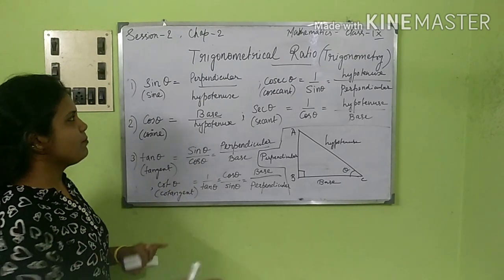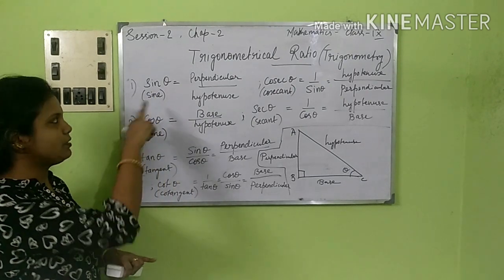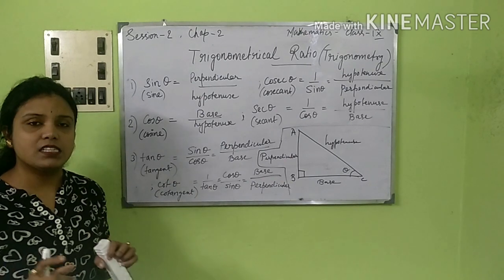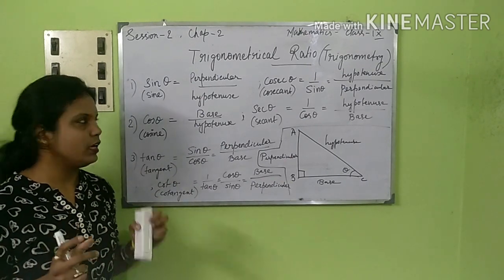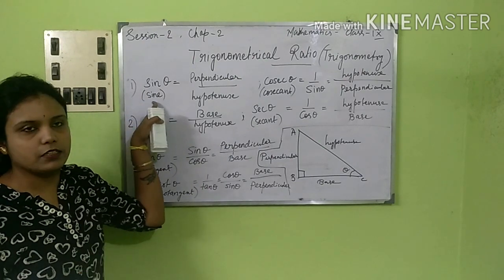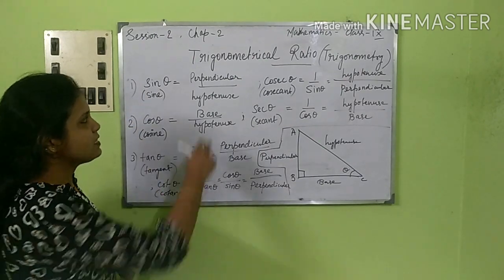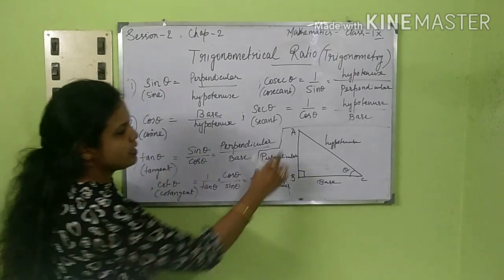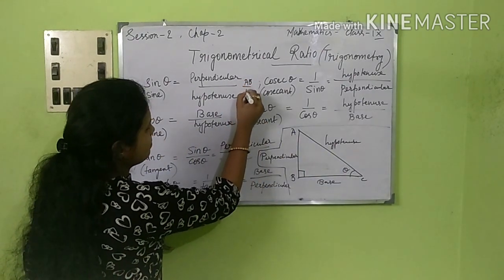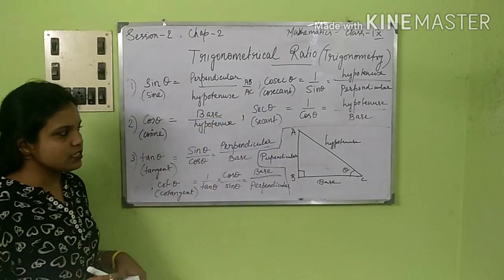Firstly, I'm coming to the first trigonometrical ratio, that is sine theta. Sine theta is written in short as sin; we don't write the full spelling. So sine theta is equal to perpendicular by hypotenuse. That means AB by AC. We can write here AB by AC, right?